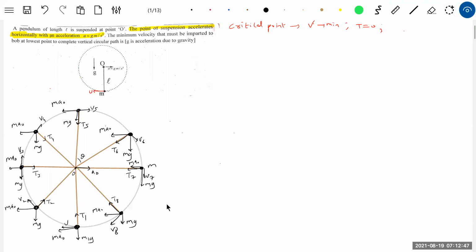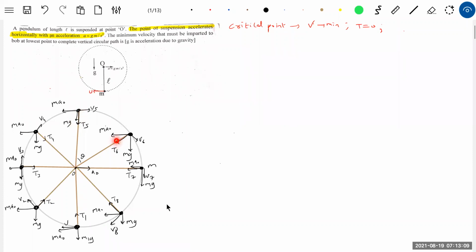Now, if you say that this is a critical point, it means tension will be zero. What about here? The tension becomes negative. Negative tension is not possible in circular motion, because here mg can provide the required centripetal force.